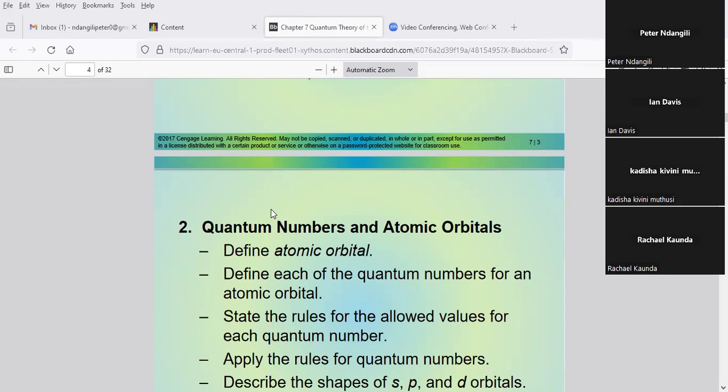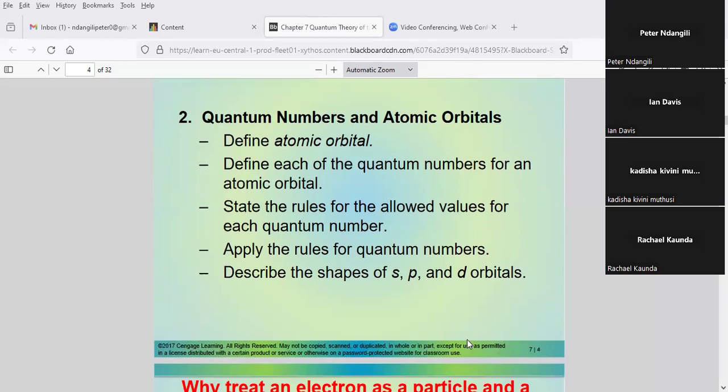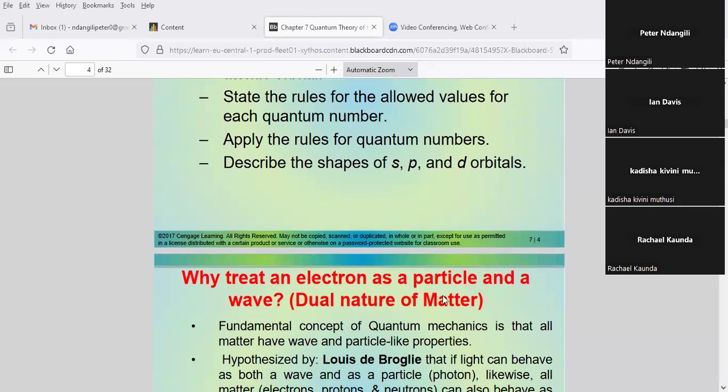Previously in high school, we were taught that there are a maximum of 8 electrons in the third energy level. But we are going to illustrate here that the third energy level can actually accommodate a maximum of 18. And I will be able to explain where these 10 are coming from. We will be able to describe the shapes of the atomic orbitals, and here we will actually talk about the S, P, and D orbitals.